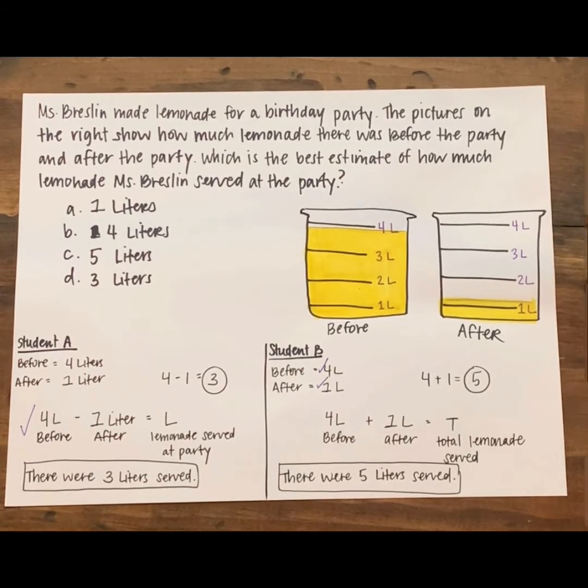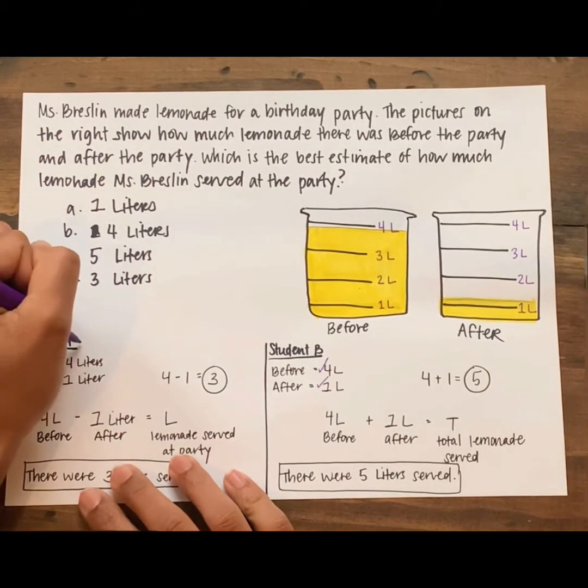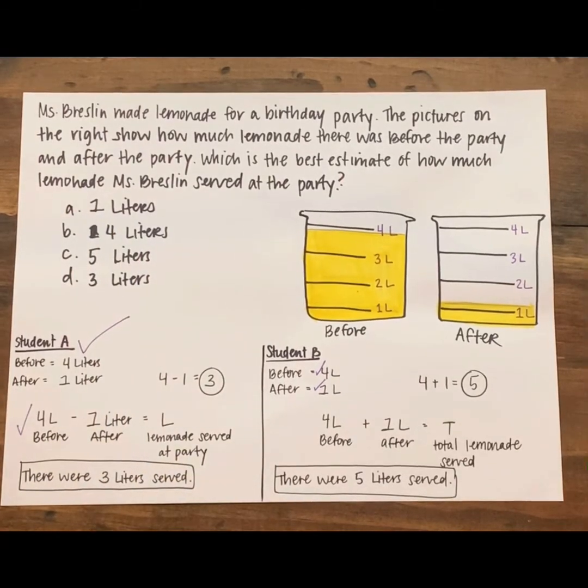Now that we've heard from both students, what do you think now? Who do you agree with, A or B? Go ahead and say the answer out loud. You're correct. Student A's work is accurate and better matches the story because they thought about the actions in the story and what that means for the operations we can use to solve.